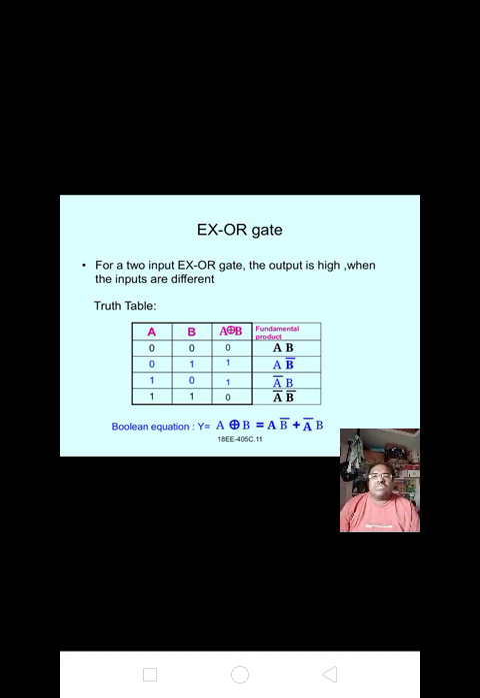The truth table is also given here. Input variables are 2, input combinations are 4: 0, 1, 2, 3. For 0 0, output is 0. For 0 1, output is 1. For input 1 0, we get the output 1. For input 1 1, we get the output 0. That is why A XOR B equals A into B bar plus A bar into B.